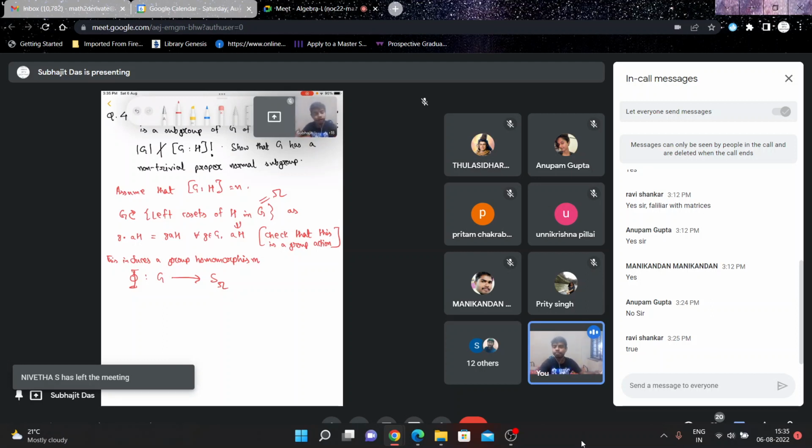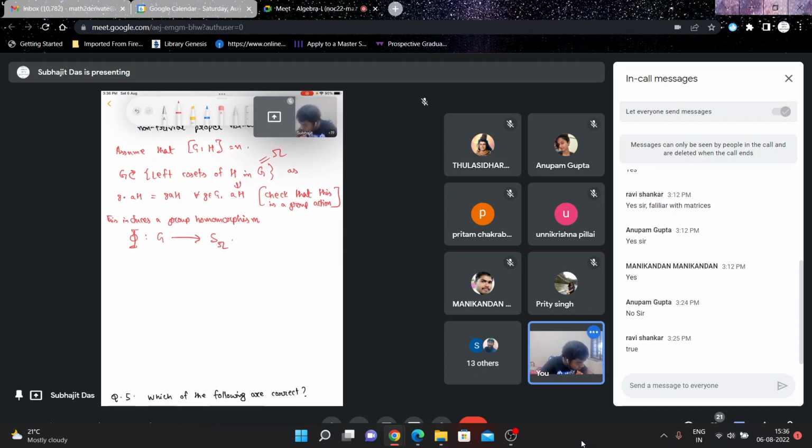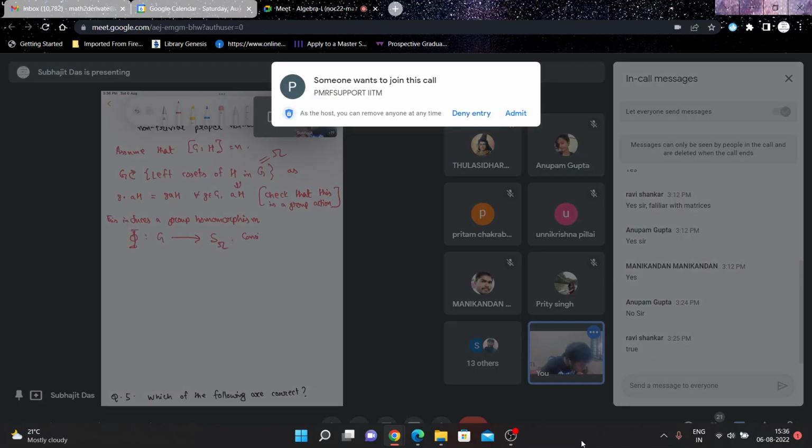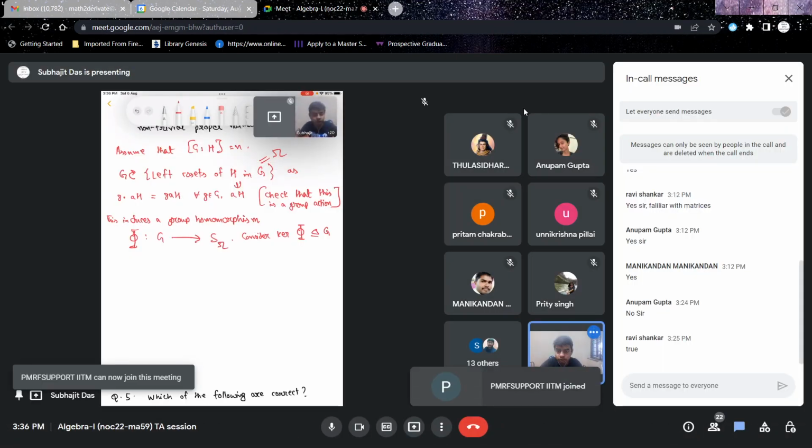And we want to find a non-trivial proper normal subgroup. You know that normal subgroups of a group are precisely kernels of group homomorphisms, right? So we can in particular look at the kernel of this particular group homomorphism that we have obtained. So consider the kernel of phi. This is a normal subgroup of G, that you know. The kernel of phi is clearly a normal subgroup of G.